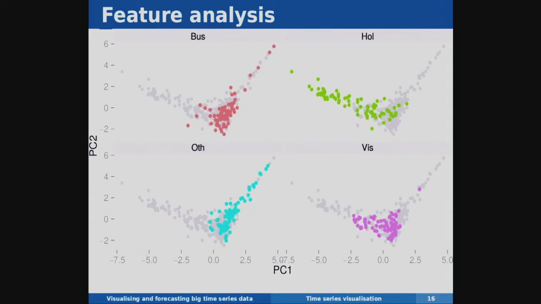I could overlay it by purpose of travel, and you see that the spikiness is coming almost entirely through business and other, but there's no seasonality in business or other purposes of travel, whereas the seasonality is all in holidays. So when you use overlays of colours on these plots, you can start seeing other things going on.